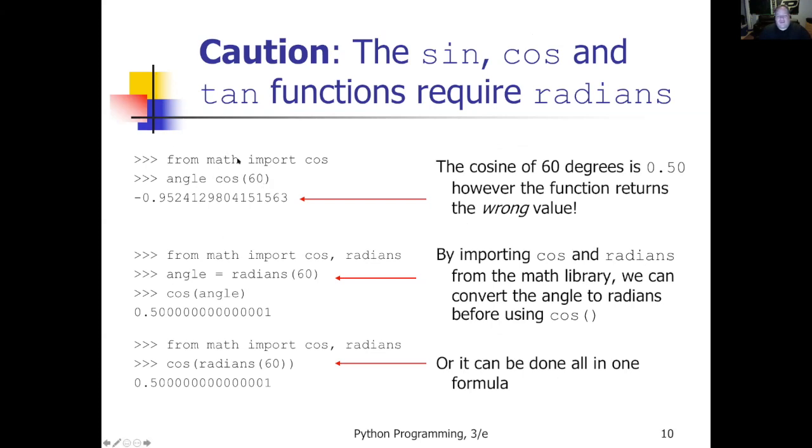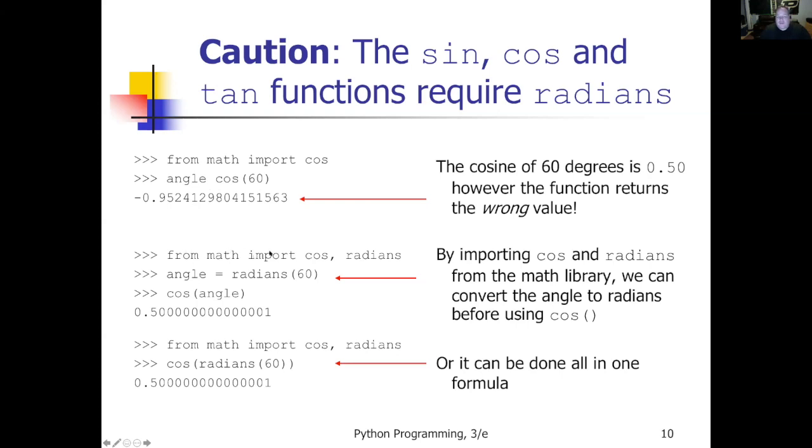So if I say from math import cosine, and angle equals cosine of 60, then when I print the cosine of 60, it's going to give me this weird number. But the cosine of 60 is 0.5. This is not the cosine of 60. So I'm getting something wrong. Well, that's because I had to convert it to radians.